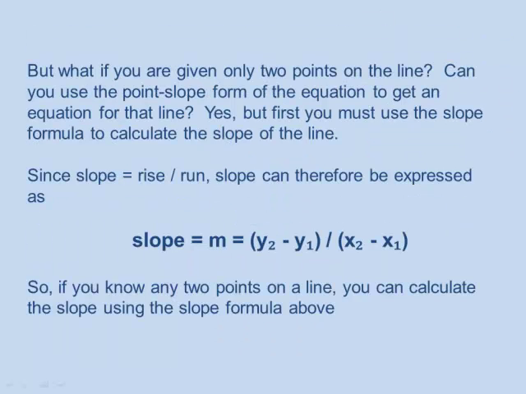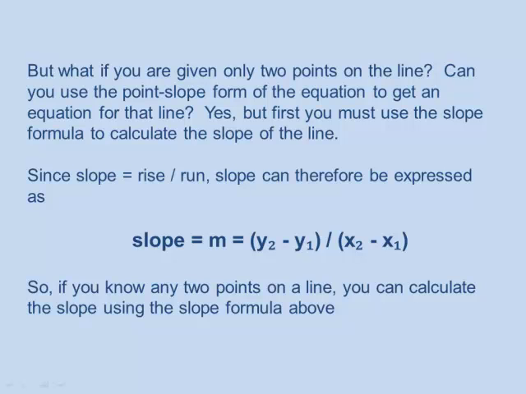But what if you were given only 2 points on the line and no slope? Can you use the point-slope form of the equation to get an equation for that line? And the answer is yes, but first you must use the slope formula to calculate the slope of the line.